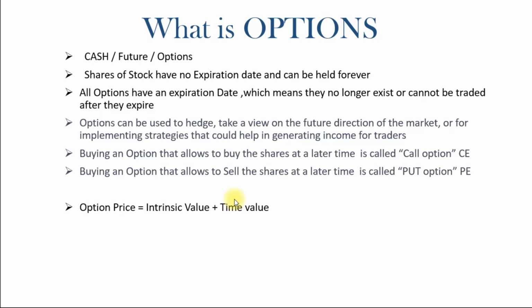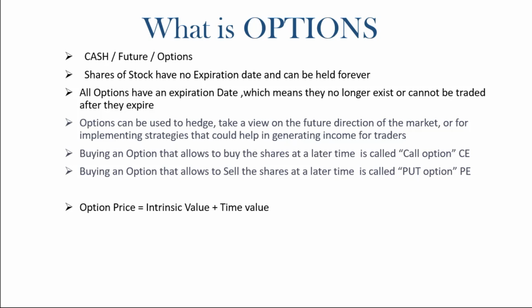Instruments can be traded in cash, futures and options. The stock that we are buying in cash has no expiration date and we can hold it forever. That is, we can sell after 1 year or 2 years. Why? Because the stock which we are buying in cash has no expiration date. But at the same time, all options have an expiration date, which means they will no longer exist and we cannot trade after that; they expire.